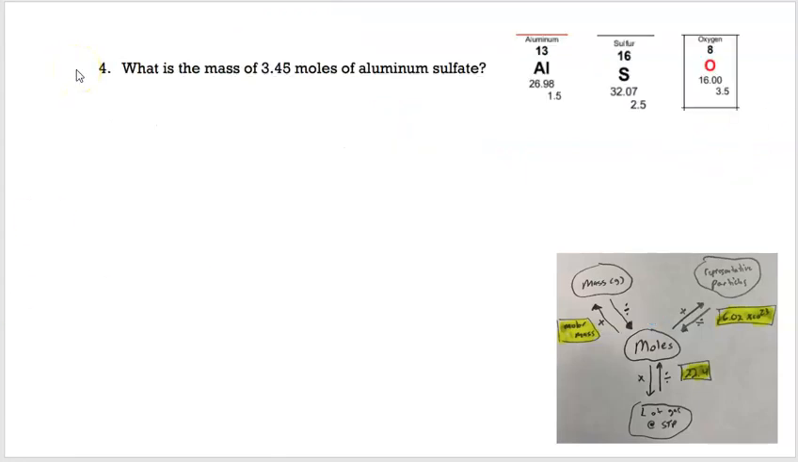All right, so this one says, what is the mass of 3.45 moles of aluminum sulfate? In this case, we have aluminum, which is a +3 ion, and sulfate, which is SO4, and that's a -2. So in order to write that formula correctly, it's going to be Al2(SO4)3.